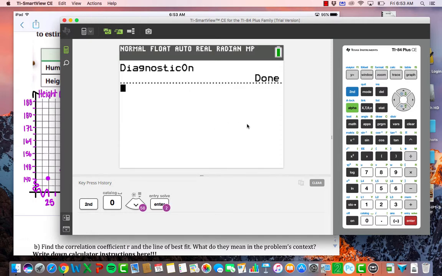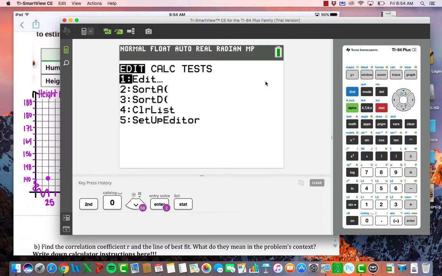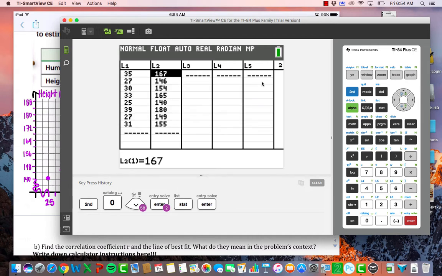Okay, done. The next thing we're going to do is enter all of that data into a list. Whoa, I went down 58 times. So we're going to go Stat, Edit. Oh, would you look at that?